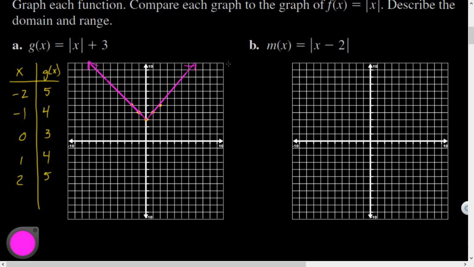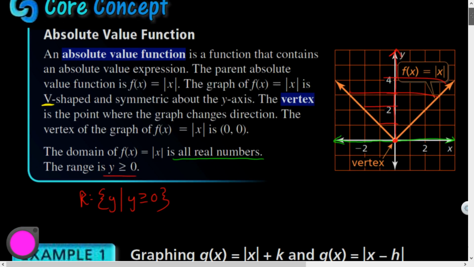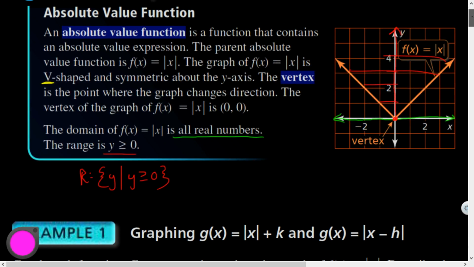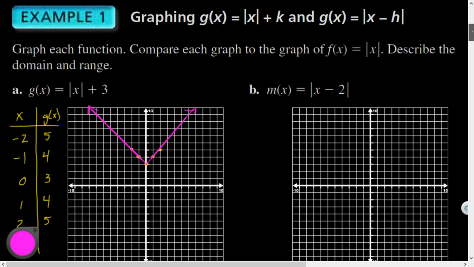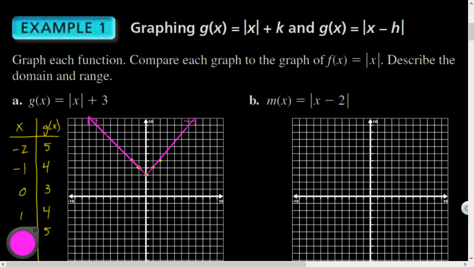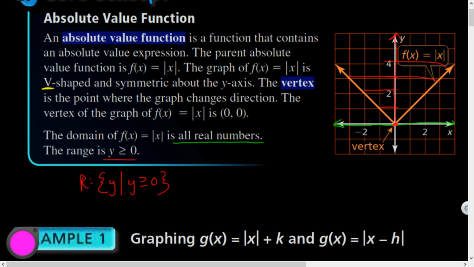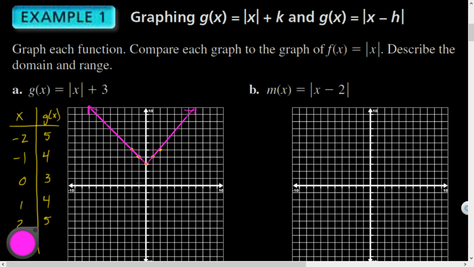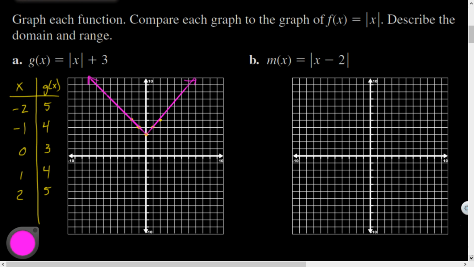How did this compare to the parent function? How did this compare to this graph? That graph and this graph. Where's the V? Where's the vertex? All right, this vertex was here at 0, 3, and the other one's vertex was at 0, 0. It looks like this one is just 3 units higher, right? It looks like it was shifted up 3 units. Like a vertical shift, maybe?